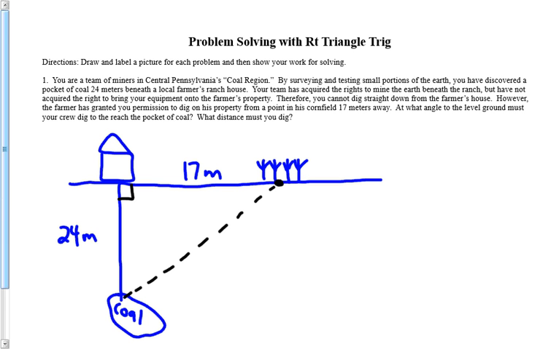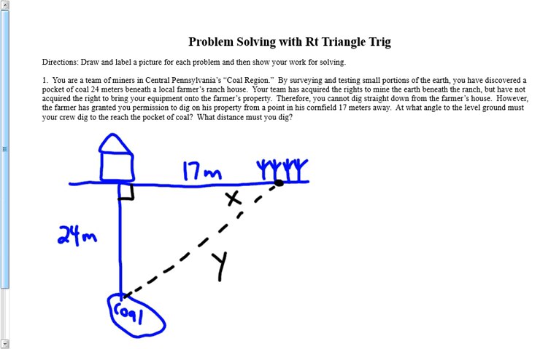It says, at what angle to the level ground must your crew dig to reach the pocket of coal? So that angle is right there. What distance must you dig? Well, the distance that we'll dig would be this side of the right triangle. So now I can go ahead and find those two things using my right triangle trig.